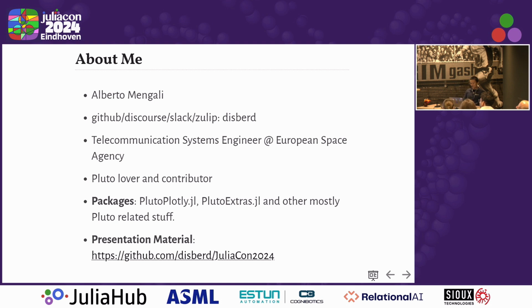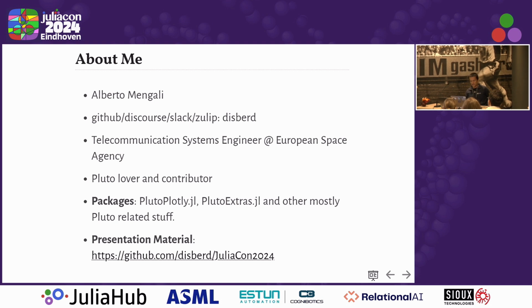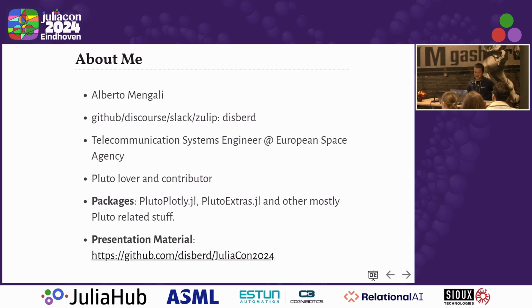So just to recap, some information about me. My name is Alberto Mengali. I have a very unique name on every Julia platform there is. My job is telecommunication systems engineer at the European Space Agency here in the Netherlands. But what I'm going to talk about in this talk has absolutely nothing to do with my work. I use it a lot in my work, and I developed it to help with my work. But it's just Pluto stuff.